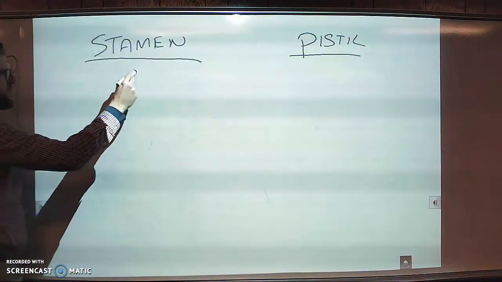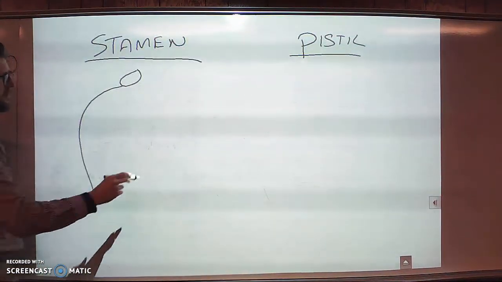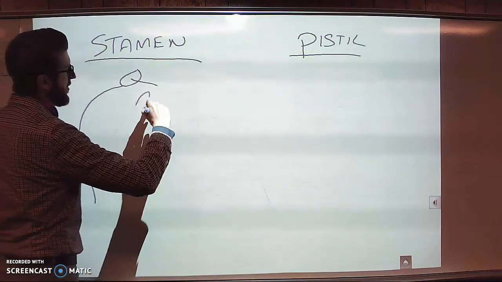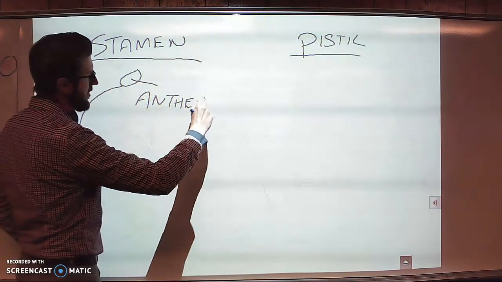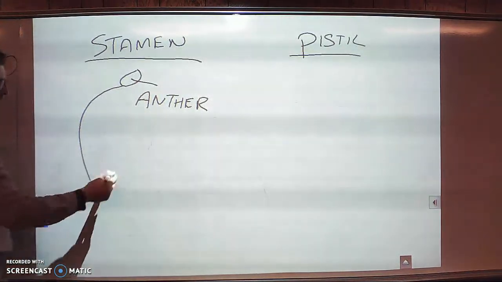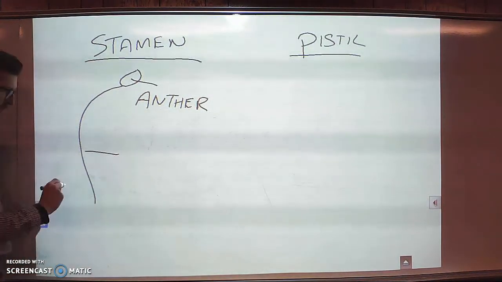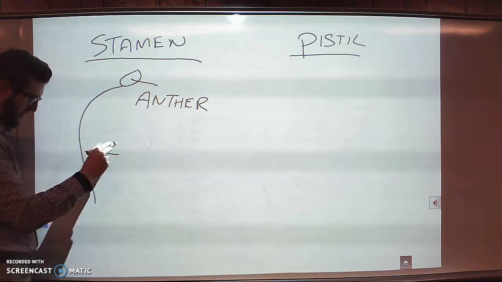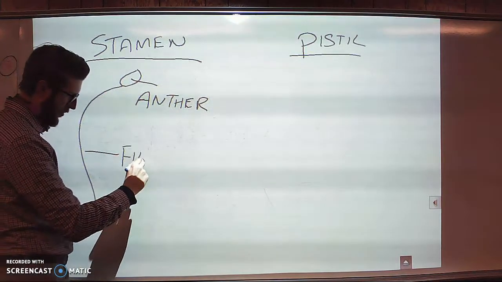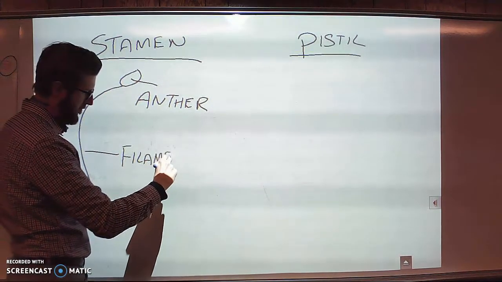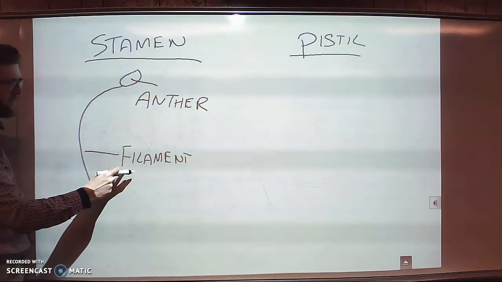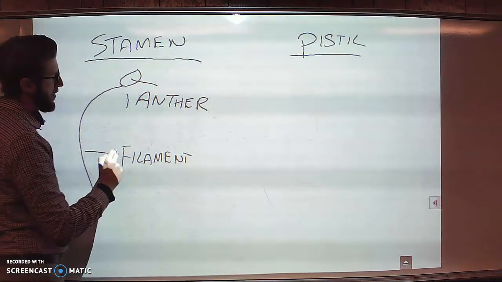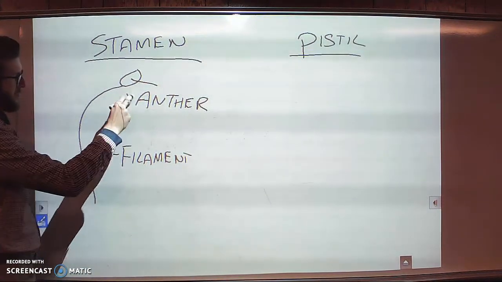Now the stamen is just made up of two parts. Okay, we have this part, which is the anther, A-N-T-H-E-R, anther, and we have this stem. Basically, it's just like a support stem that holds up the anther. Okay, and that's called the filament. Okay, so that's part one, and that's part two.